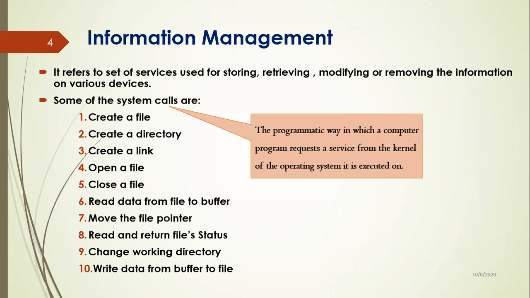Now write data from buffer to file. See, buffer to file means what? I'm just giving the example of how buffer works. Whatever we write through the keyboard will not directly go to the computer system. First it will go to the buffer. Buffer is nothing but a temporary memory. After that it will go to the file, or after that it will go to the disk. So writing from the buffer to your disk is also performed by the operating system.